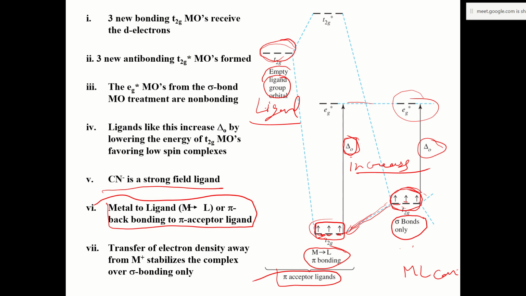Okay, whenever you have this kind of situation, the delta naught will increase, which is now perfectly explained by molecular orbital theory. So this transfer of electron density away from the metal M plus stabilizes the complex, as compared to a sigma bonding only situation. This bonding situation now improves the overall stability.